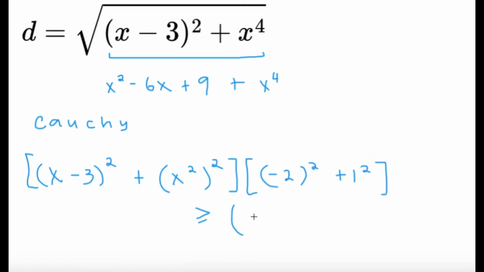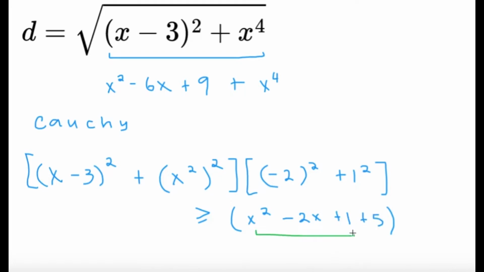So by the Cauchy-Schwarz inequality, the following inequality is true. This is the value that we want to get the minimum value of. So the square of x minus 3 plus the square of x squared, times the square of negative 2 plus the square of 1, is going to be greater than or equal to negative 2x plus 6 plus x squared. So the minimum value of this one relies on the minimum value of this one. So we can write this down as x squared minus 2x plus 1 and then plus 5.